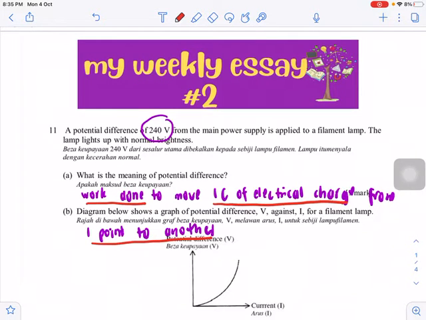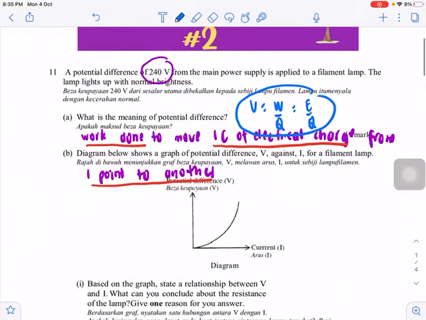Kalau tak ingat dia punya definition ni, kena tahu dia punya formula dia apa. Kita ada formula untuk potential difference, V sama dengan W bahagi Q, ataupun V sama dengan E bahagi Q, sama je. Kalau let's say tak ingat juga definition, you boleh explain by using this formula. Next tengok question B1.